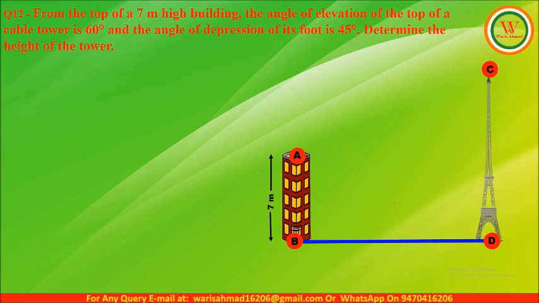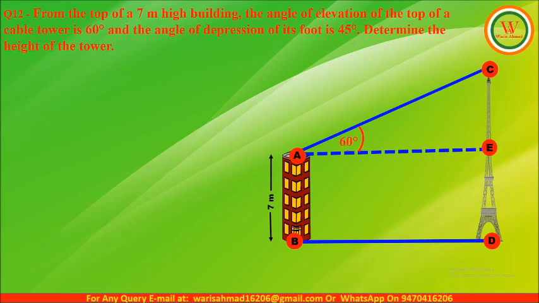Now, according to the question, it is given that the angle of elevation from the top of the building to the top of the cable tower is 60 degree. So first of all, we have to draw the line of sight, that is AC. After that, we have to draw the horizontal line, that is AE. Now the angle between these two is termed as angle of elevation, which is given 60 degree.